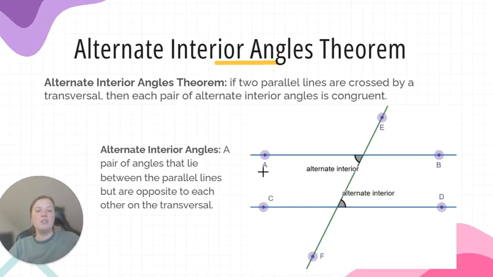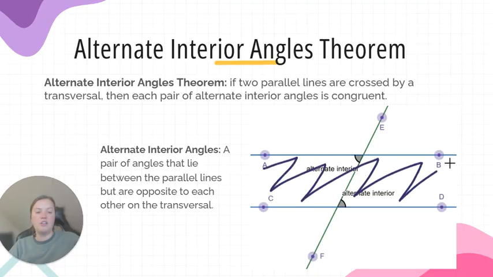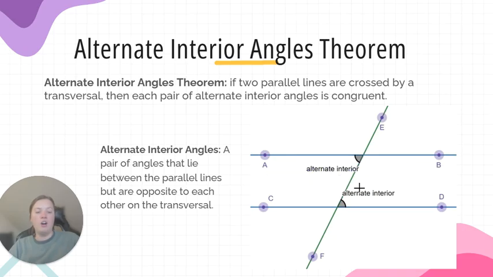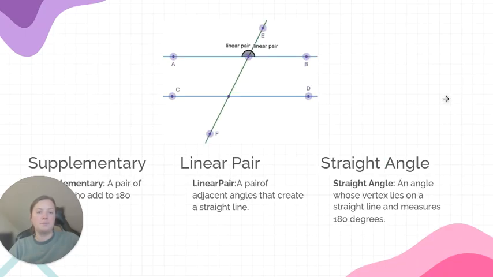Alternate interior angles. Remember, an alternate interior angle is an angle that falls in the inside of our sandwich here. And alternate meaning they're on opposite sides of the transversal. And we can also state that these are congruent by the alternate interior angle theorem. If we have parallel lines that are crossed by a transversal, the alternate interior angles are congruent.